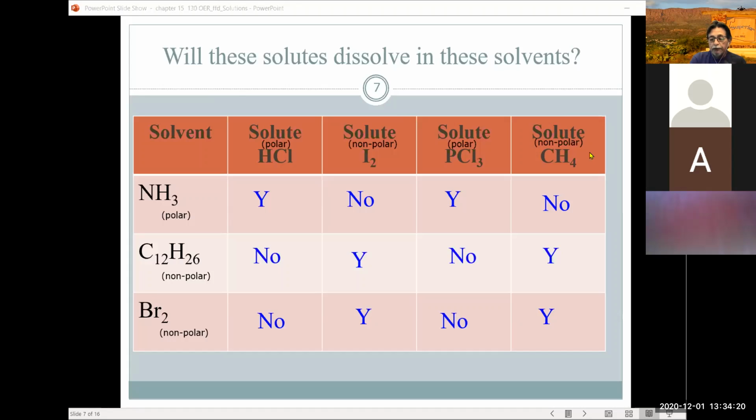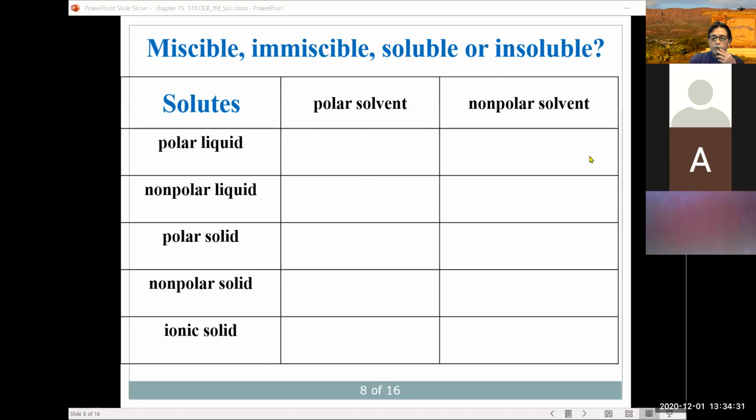So given a table like this, you first have to determine who's polar and who's nonpolar. With respect to miscible, immiscible, soluble, and insoluble, we have a polar liquid in a polar solvent, then we use the term miscible. With the nonpolar solvent, it is immiscible. Nonpolar liquid, polar solvent, immiscible, obviously because of polarity. And miscible for a nonpolar liquid and a nonpolar solvent.